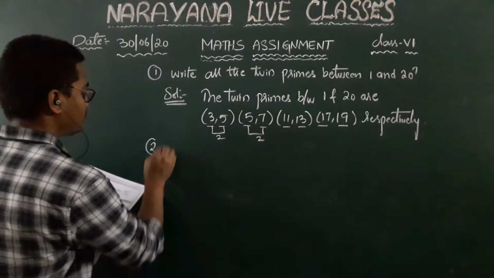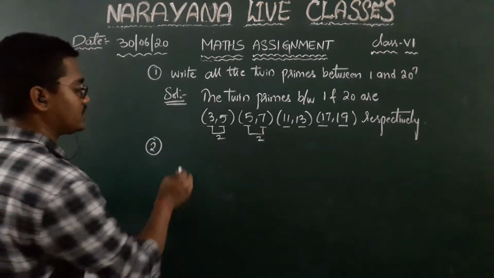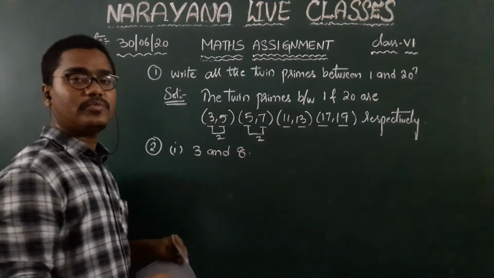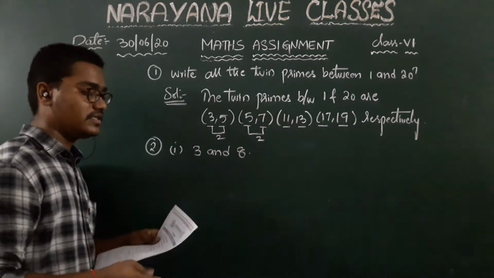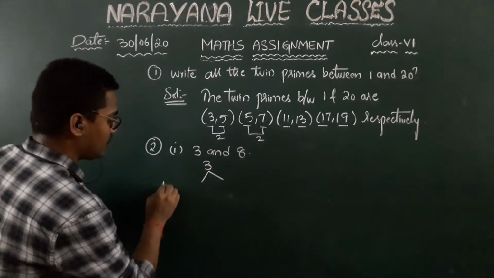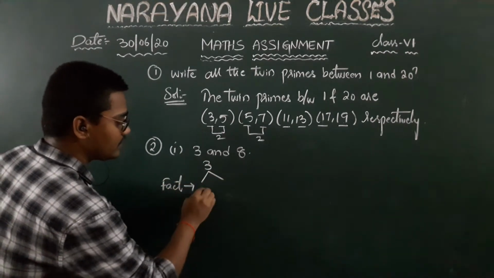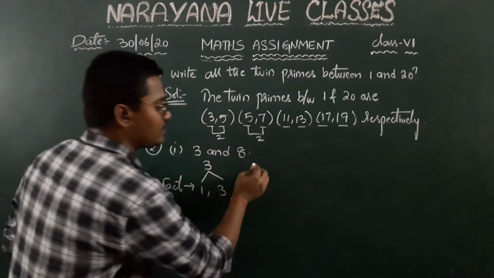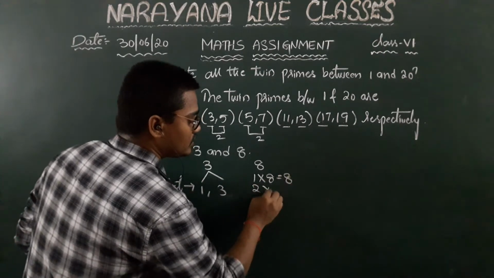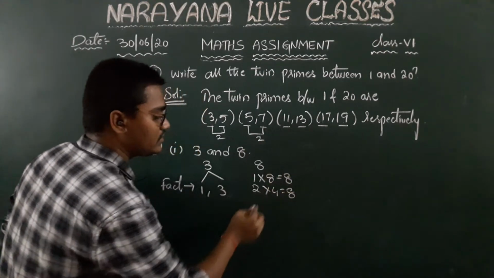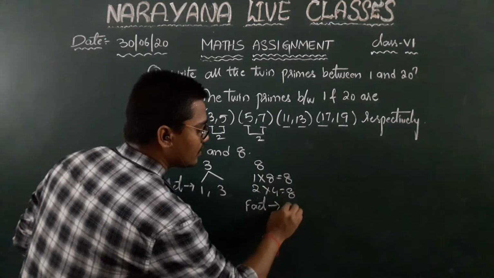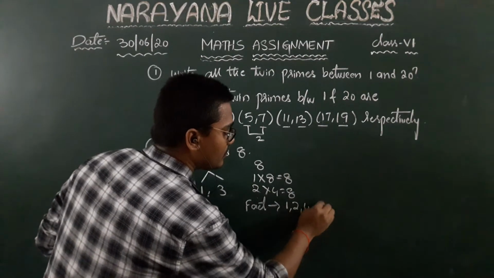Now coming to the second one children, which of the following pairs are co-primes? Under the first one, 3 and 8. Co-primes are numbers which have only 1 as a common factor. The factors of 3 are 1, 3. When you take the factors of 8 children, 1 8s are 8, 2 4s are 8, in 3 table it is not a multiple, in 4 table 4 2s are 8. So the factors of 8 are 1, 2, 4, 8.